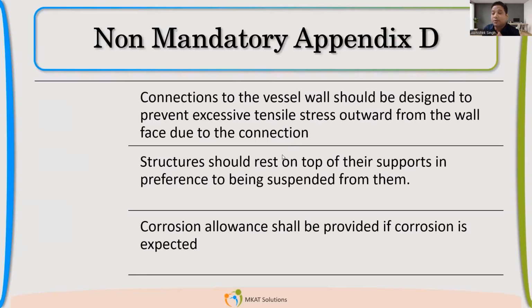Now let us talk about the non-mandatory Appendix D. So if you see here, there are 3 points. It's a small appendix. So these are the 3 points which I have listed. First of all, connections to the vessel wall should be such that the tensile stress which is getting generated because of that loading should not go normal to the pressure vessel wall.